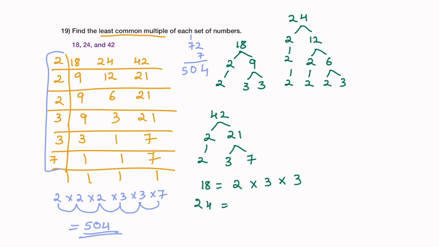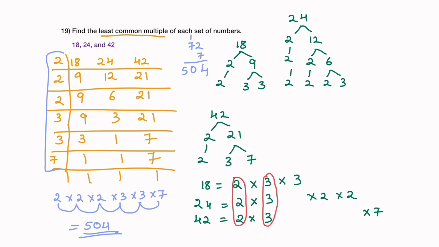24 equals 2 times 2 times 2 times 3, right? I've just rearranged it. 42 equals 2 times 3 times 7. So let's get the common ones first. So that's 2 and that's 3, right?